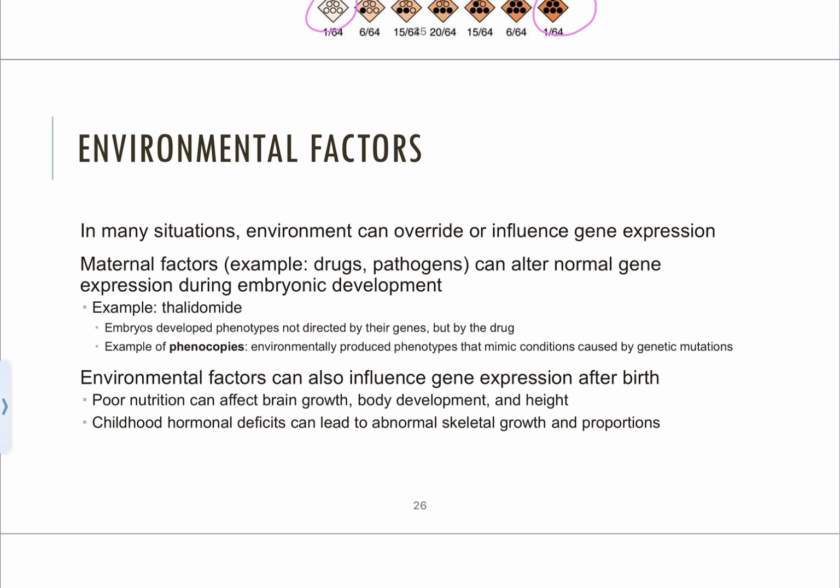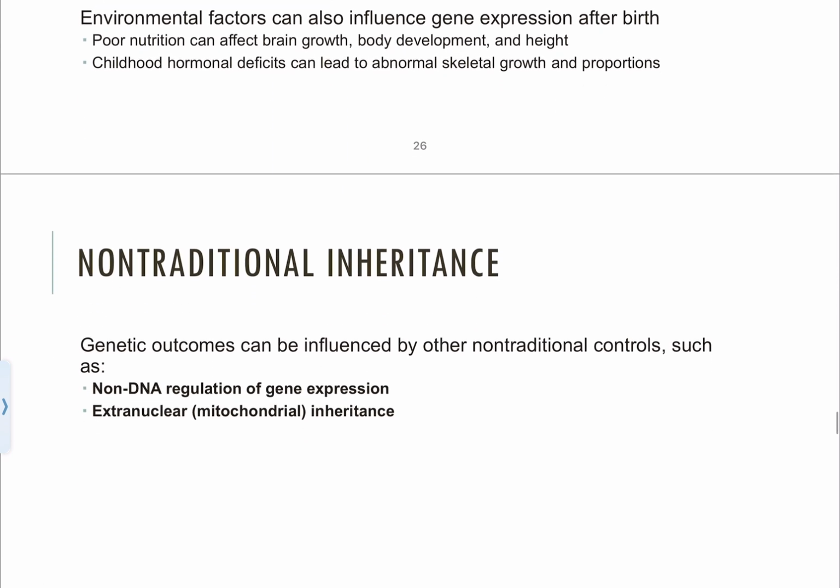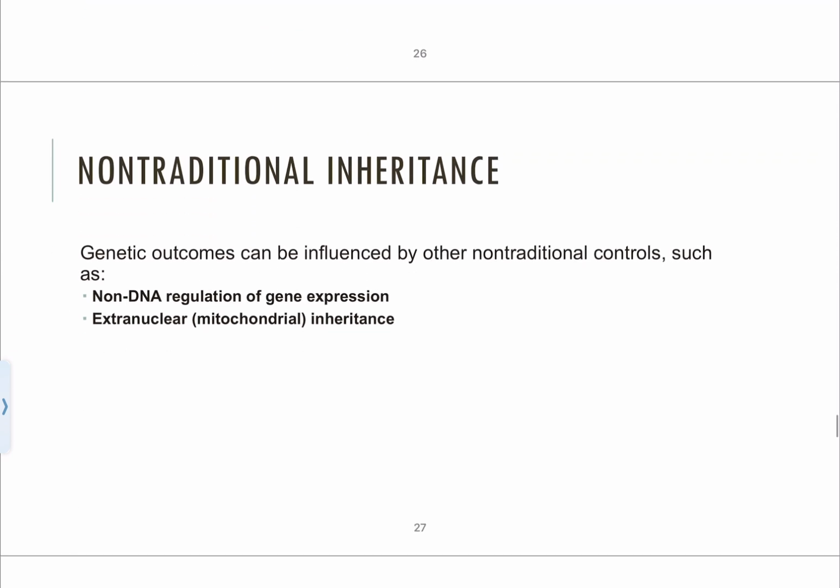Environmental factors can also influence gene expression after birth. For example, very poor nutrition can affect the growth of our body along with the growth and development of our brain. We also have childhood hormonal deficits that can lead to abnormal skeletal growth and proportions. We mentioned that in the endocrine system and some of the hormonal effects.